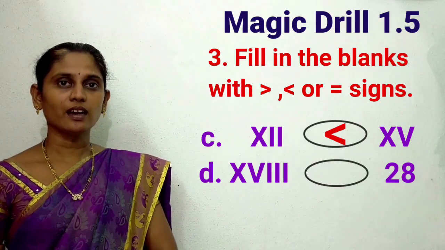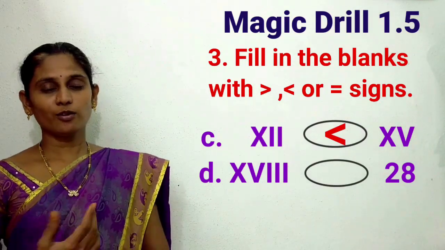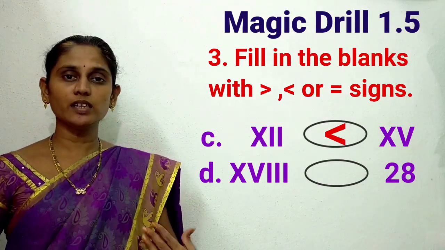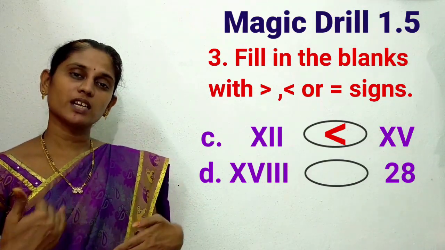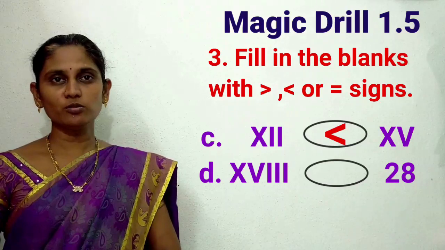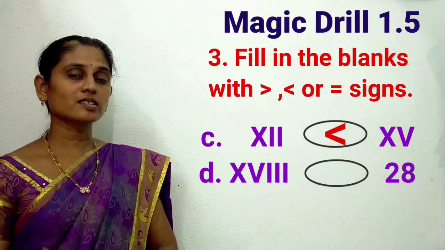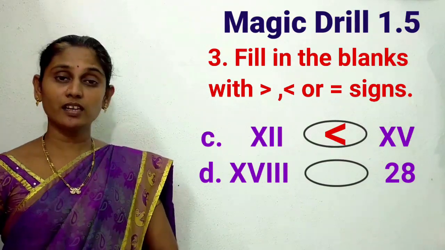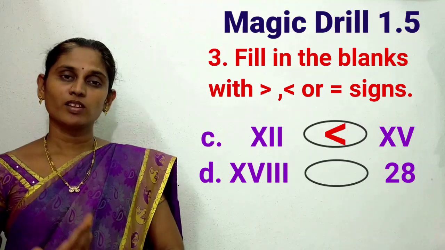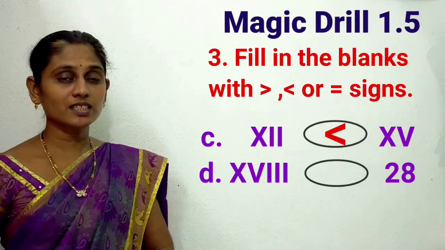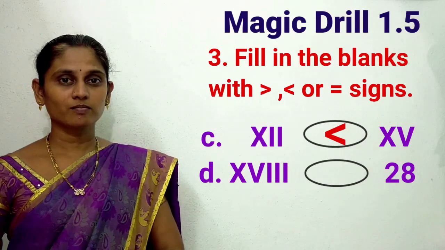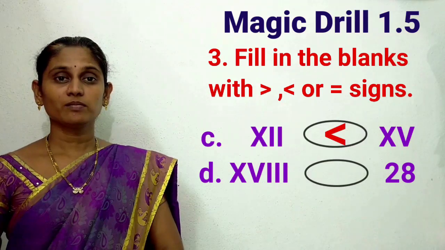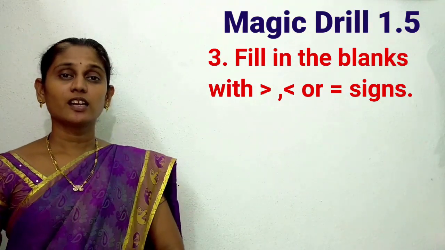XVIII. One is in Roman numeral. The other one is in Hindu-Arabic value. What is the Hindu-Arabic numeral here? 28. Now first write the Roman numeral in Hindu-Arabic numeral. What will be the value of XVIII? Very good. Take 10 plus 8. 18. One side is 18 and the other side is 28. Which will be the greater? Obviously 28. So which symbol do we need to place here? Very good. Less than. Now look at the next number.